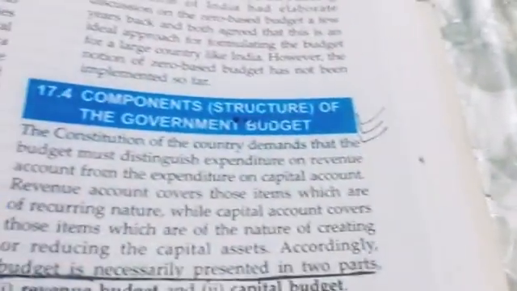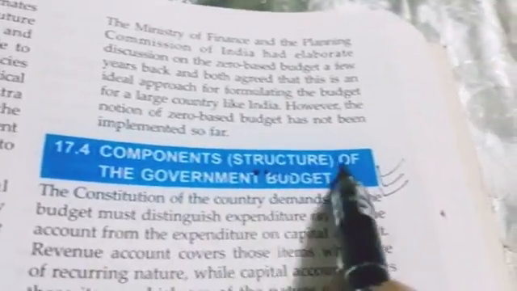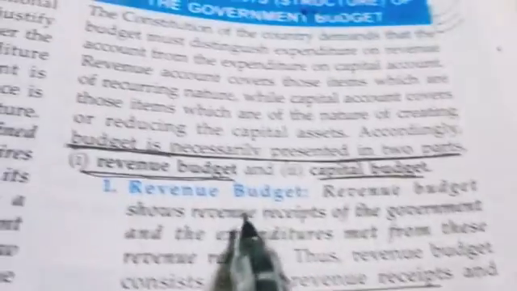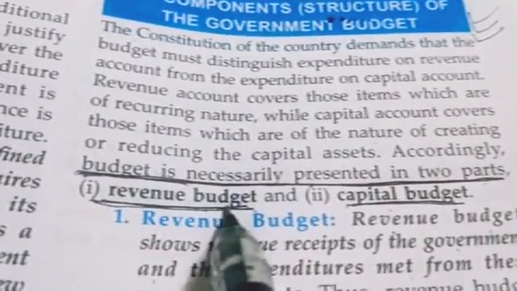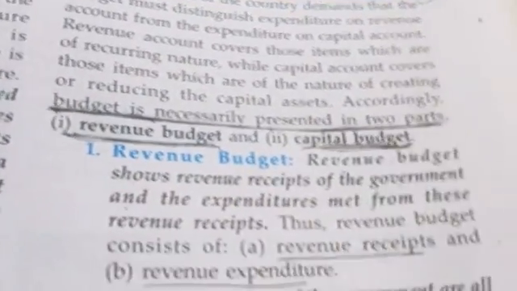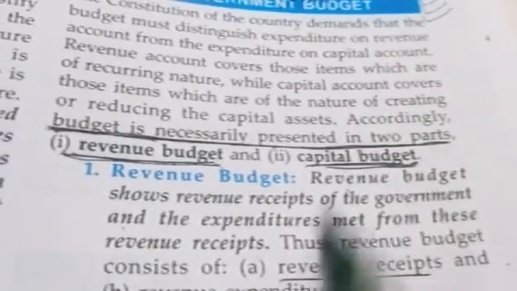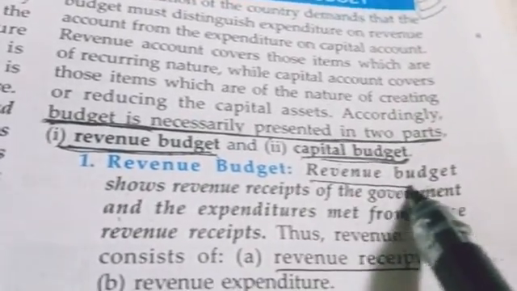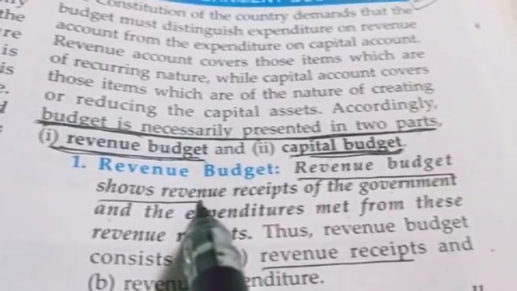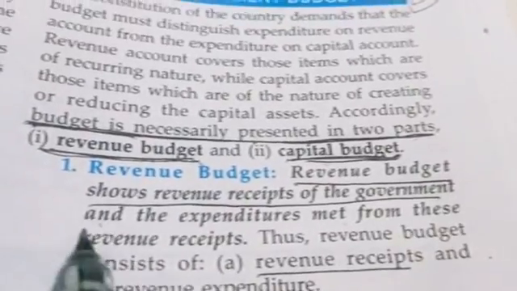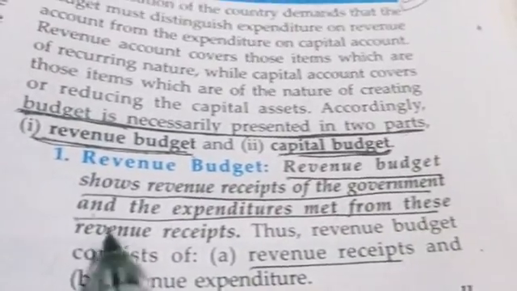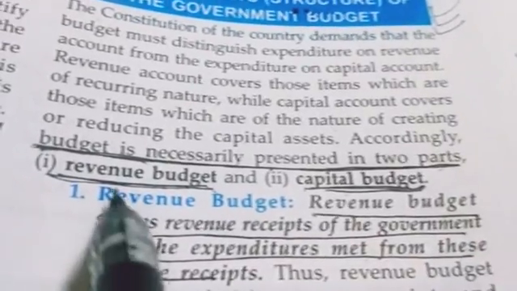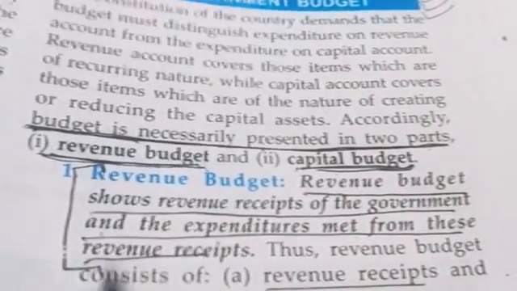Now see all of you in the book how much you people have to underline. Now see. So components of the government budget is of two types. First is revenue budget, second is capital budget. Okay. What is revenue budget? Revenue budget shows revenue receipt of the government and the expenditure meet from these revenue receipt. This much is the meaning of revenue budget.